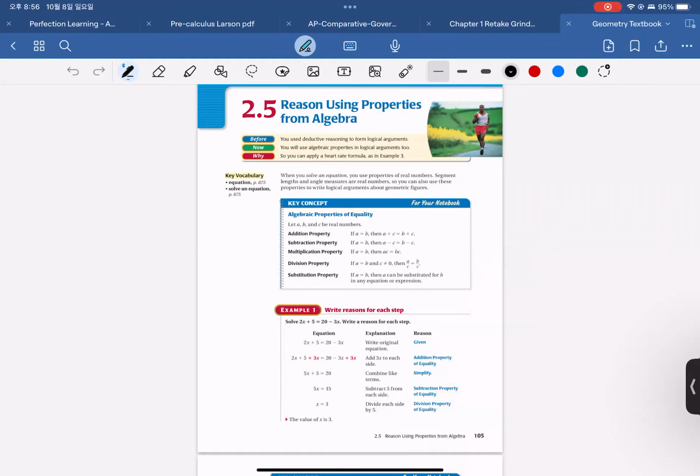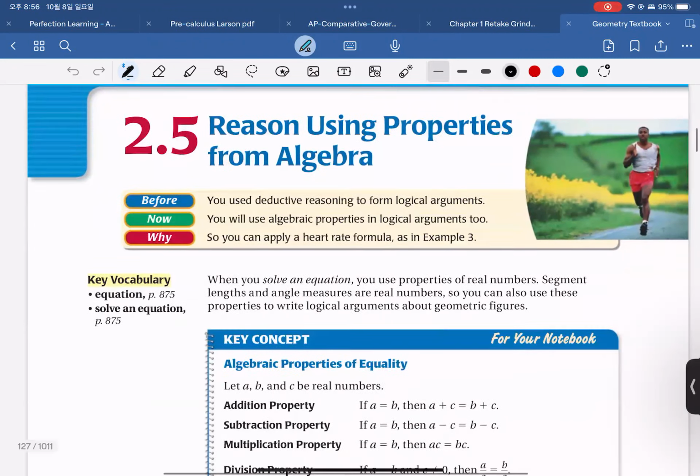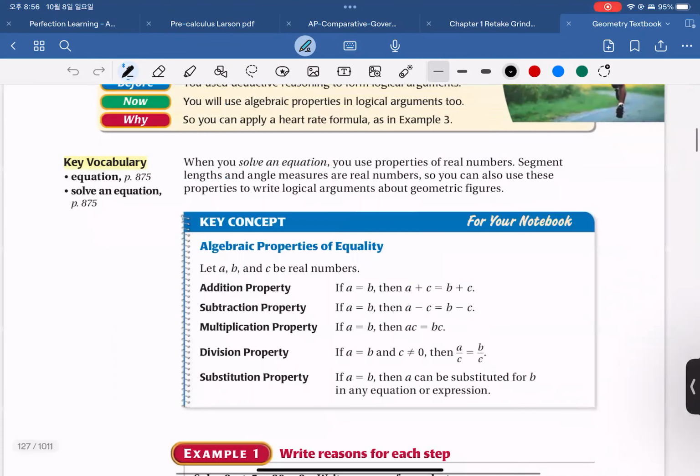Hello, today we're going to do 2.5 on reasoning using properties from algebra. So first, let's look at some key properties. First, as everyone knows, there's the addition property, which is pretty simple, right? If A is B, then A plus C is equal to B plus C.